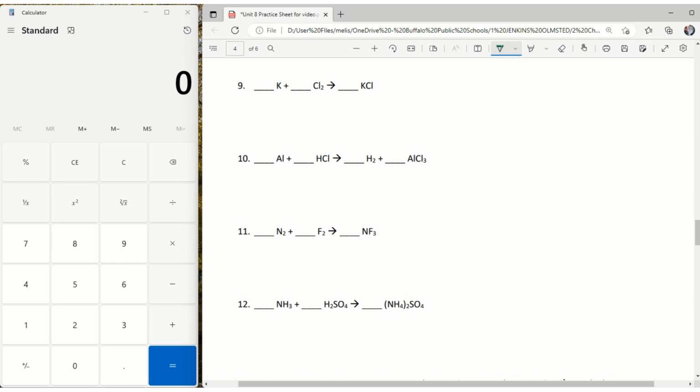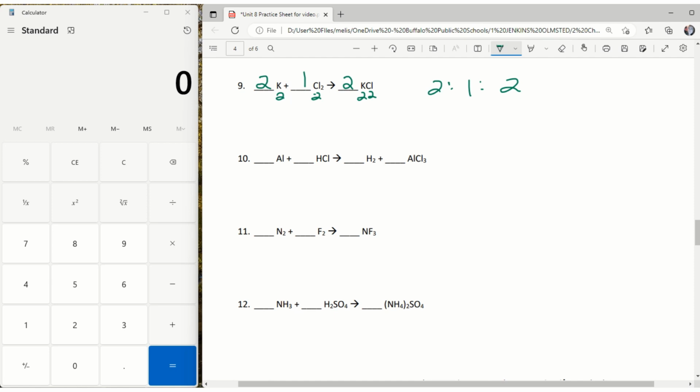Well, I have 1K and 1K on each side, but CL, I have 2 CLs here and 1 here. So put a 2 here. So that has 2 CL and 2 CL. But now I have 2K, so put a 2 here to make that be 2K, and then I'm done. So that's a 1. So the ratio of my coefficients is 2 to 1 to 2. And that's it. All right.